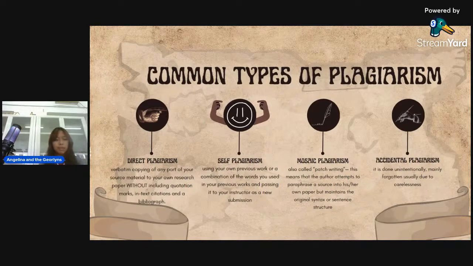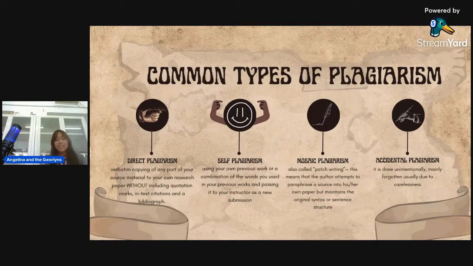It is a verbatim copying of any part of your source material into your own research paper without including quotation marks, in-text citations, and a bibliography. So you're directly doing it. You have the intention of doing it. You're just copy pasting it or copying the phrase that you got from your source without including the quotation marks or the author names and the year or anything like that. That is direct plagiarism. You are directly doing it. It is obvious.